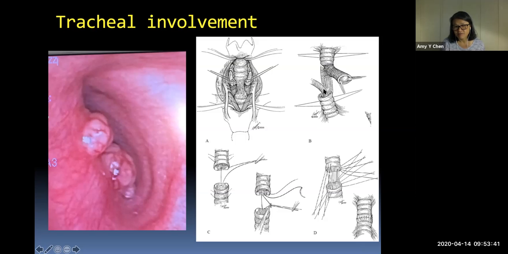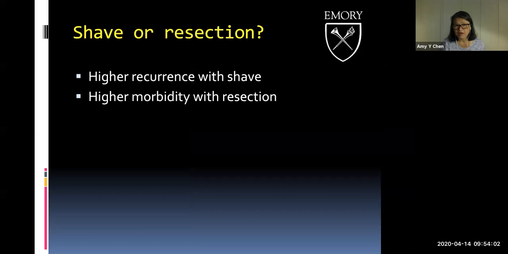And that is my favorite approach to removal of the trachea that's involved, rather than just leaving it behind, because that doesn't bode well, and you're not going to improve the patient's survival by just leaving it behind and hoping that RAI or radiation will help you. There is a higher recurrence rate with a shave resection and leaving the trachea behind, higher morbidity of the resection.